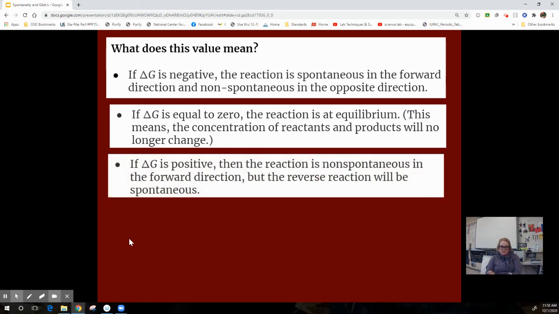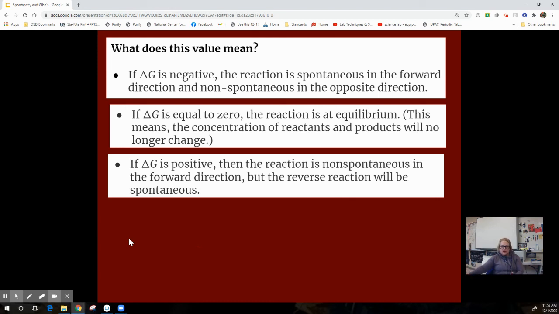If delta G is positive, then the reaction is going to be non-spontaneous in the forward direction, but the reverse will be spontaneous. So for example, if I had liquid water and I wanted at room temperature to put it back together to make an ice cube, that is not going to be a spontaneous process, and delta G would be positive. But if I took that ice cube at room temperature and melted it, it would be spontaneous and delta G would be negative. So moral of the story is this: G negative, spontaneous; G positive, non-spontaneous; G 0, everything's at equilibrium, no longer changing.